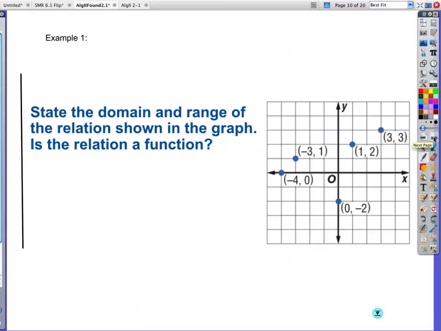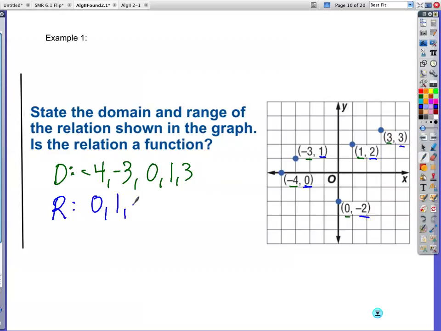State the domain and the range of the relation. All right, I don't know how much of this we want to do. The domain, we can just put D, or you could do the mapping with the circles. I'm going to say -4, all my x values. -3 would be another x value. 0, 1, and 3. All I did was copy down my x values. Okay, my range, I'm going to put an R, and we're going to list out all the range numbers. 0, 1, -2, 2, 3. Okay, got my domain and a range.